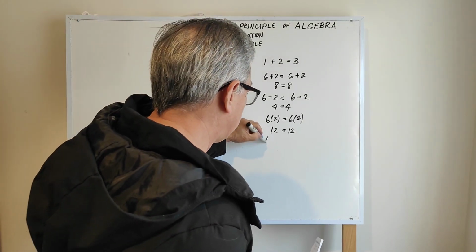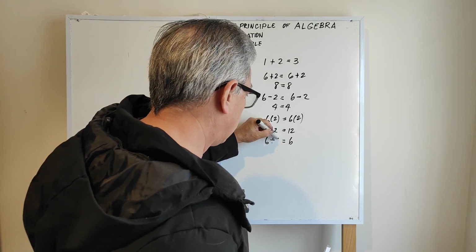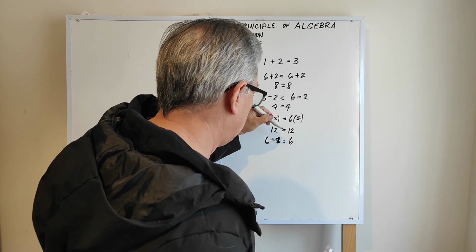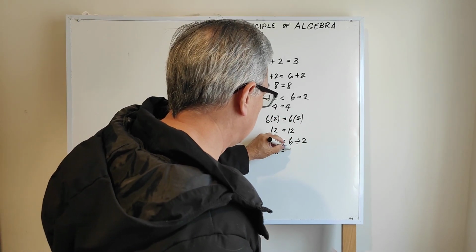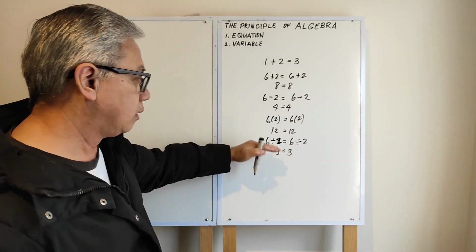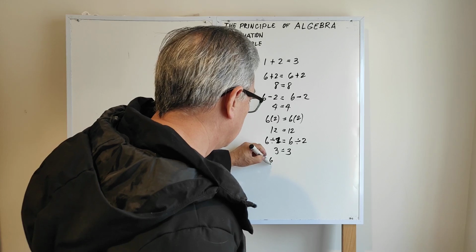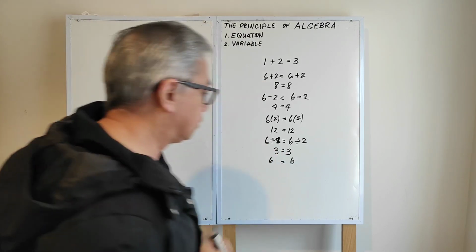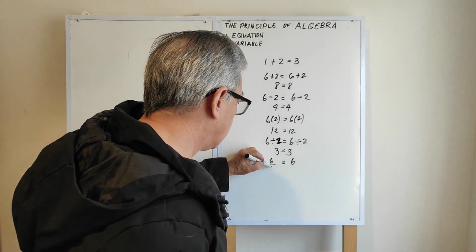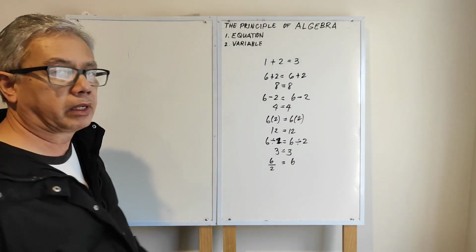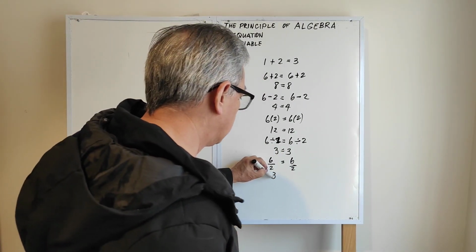Again, we have the same number. 6 is equal to 6. It's an equation. If we divide this one by 2, we have to divide the other side by 2 to make them equal. Another form to show the division, we can put it in the denominator. So this is also 6 divided by 2. If we divide this by 2, you have to divide this also by 2. So it will be equal.